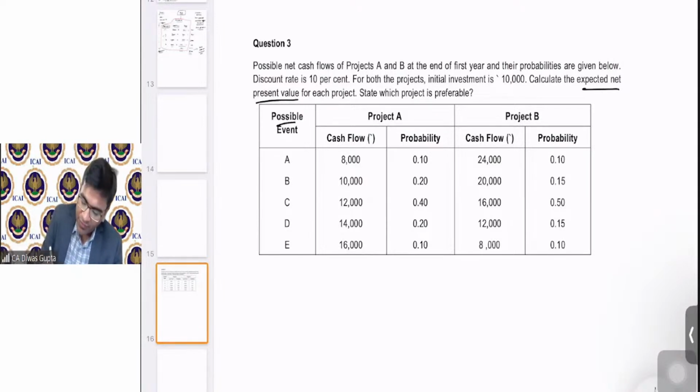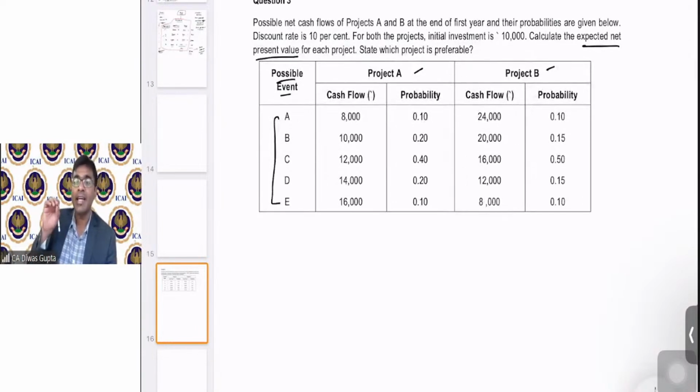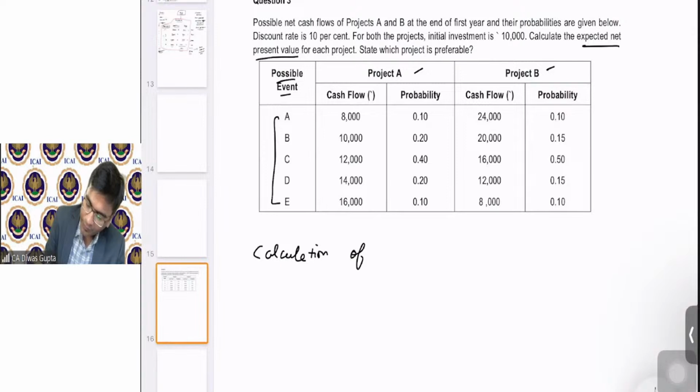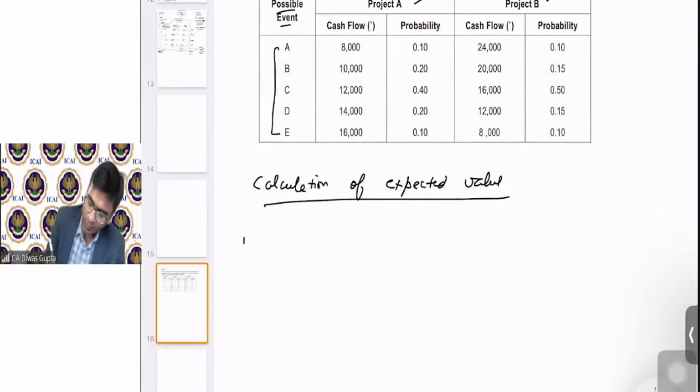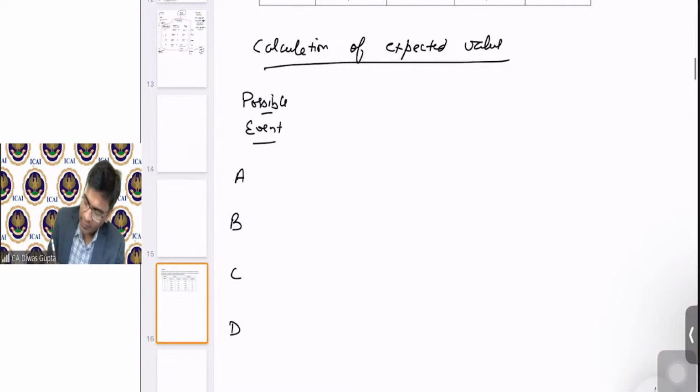We have been given different possible events, two different projects, cash flows and their probabilities, and the initial investment is also there, discount rate is also there. Can we calculate the expected net present value? Yes, very easy and very simple. First of all, before calculating the expected net present value, we have to calculate the expected value, right? The expected value needs to be computed. Calculation of expected value. Possible events A, B, C, D, and E.